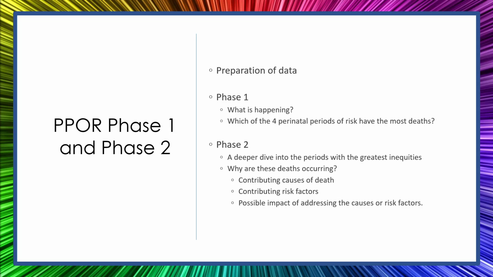So there are two phases to PPOR, and actually there are really three, because preparation of the data is the most time-consuming part of the process. But in phase one, we're looking at what is happening. Which of the 4 perinatal periods of risk have the most deaths and the greatest inequities? In phase two, we do a deeper dive into the periods with the greatest inequities.